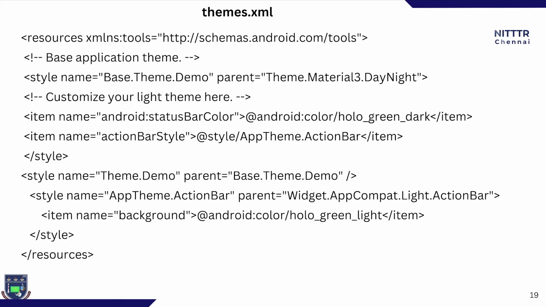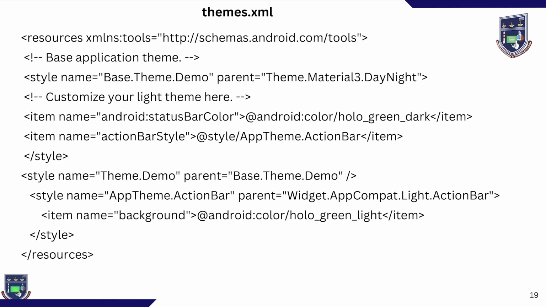Okay. So the first statement is also the root tag. Resources is a root container for the styles and themes. And next we have tools. This is a namespace used for Android Studio tooling support, for example, design time attributes. Then we have various themes.